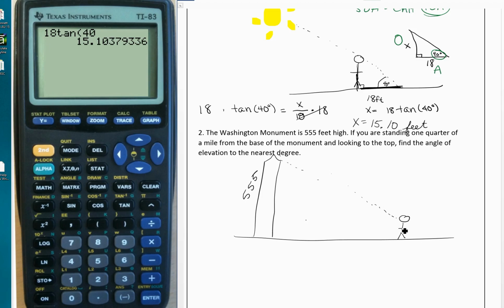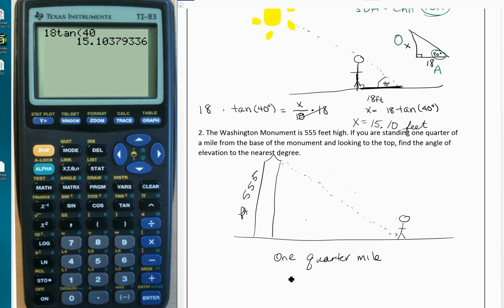Now, we make a kind of dumb assumption, but especially since you're so far away, we're going to take the angle of elevation from your feet. So we know that this is 1/4 mile. We need to make sure we've got the height of our Washington Monument in feet, but we've got the length you are from it in miles. So we need to do a conversion.